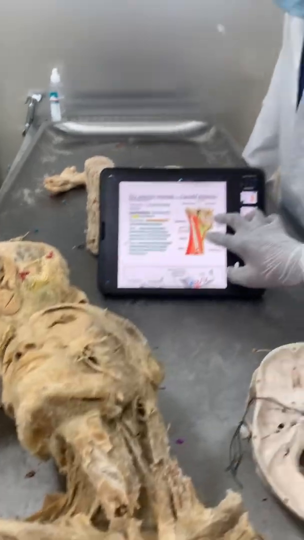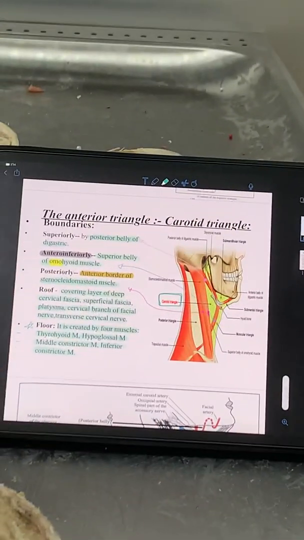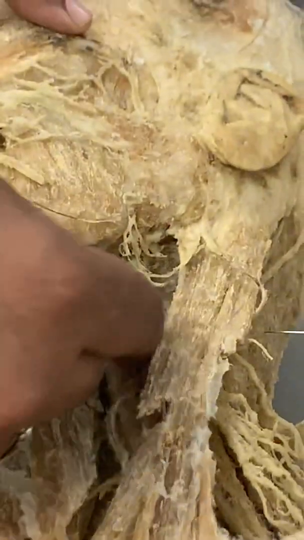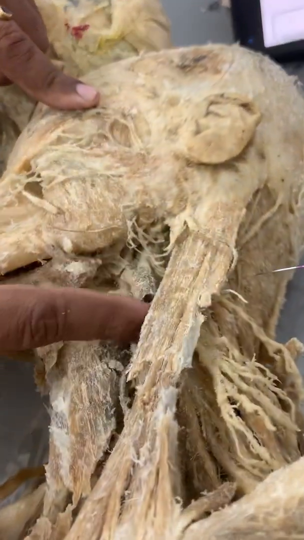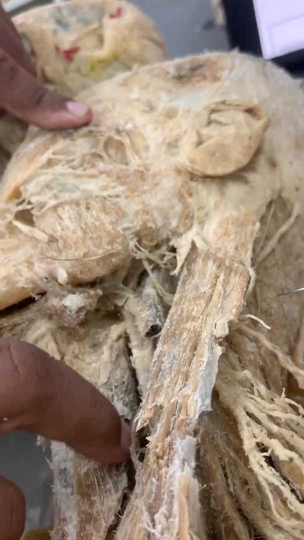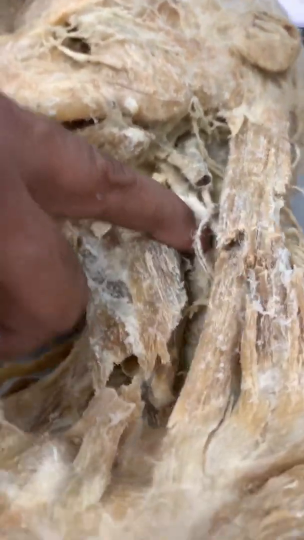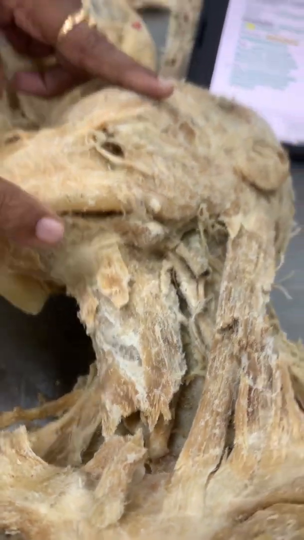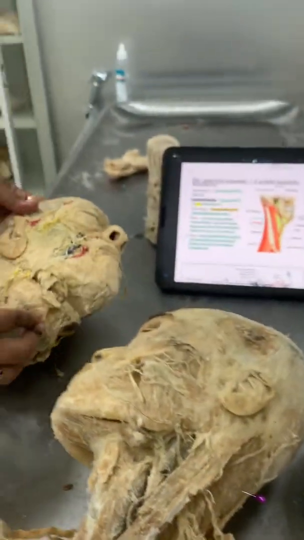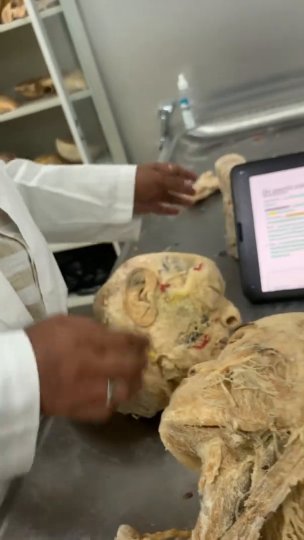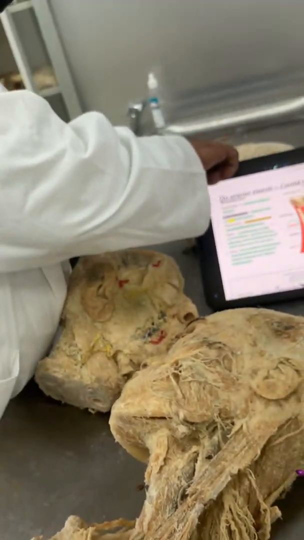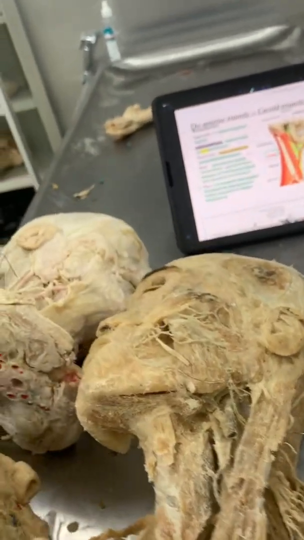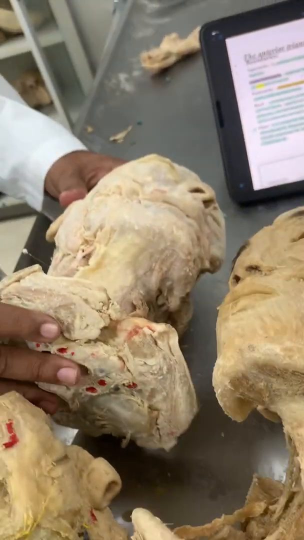Carotid triangle. Here. So the carotid triangle is here. Here is the jugular vein, and here is the carotid artery. And then here you can also see the facial artery.